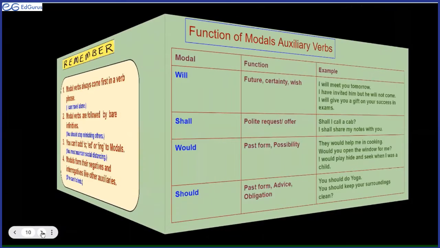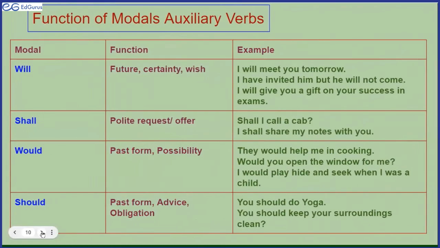Now here it is function of modals, auxiliary verbs. You please pay attention, and if any doubt anywhere, you must ask me, right? Now one by one, each and every modal we will take up. See the table here. The first column is the modal, second is the function or what it expresses, and the third is the example, right? Now will. Will is a modal. What does it express? It expresses future tense.